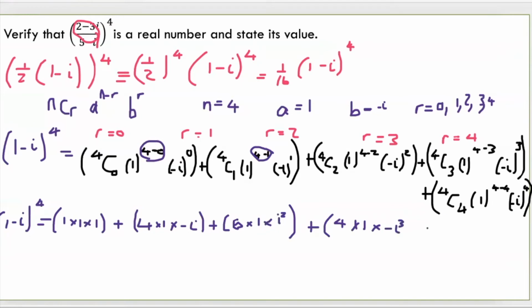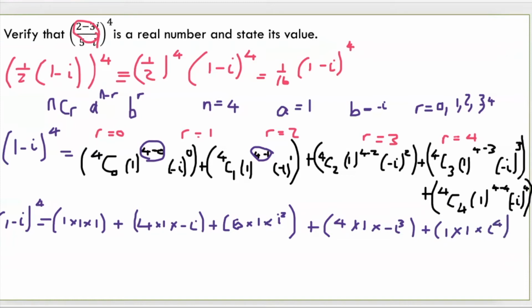Now the next part, 4C4, which is 4 nCr 4 in your calculator, that's 1. 4 minus 4 is 0, but 1 to the 0 is 1. Because we have an even power, it means we'll have positive. So this is positive i to the 4.